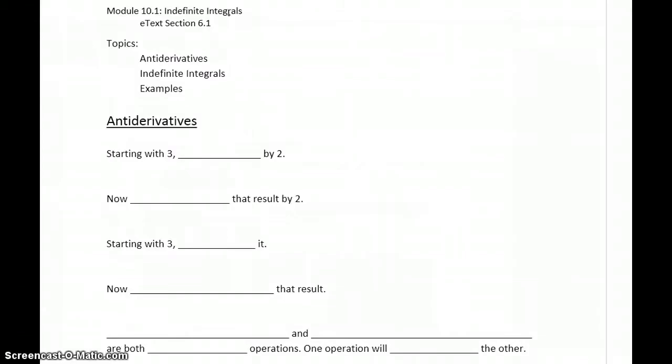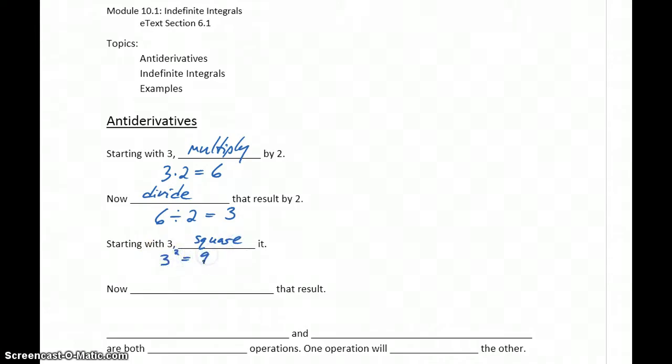We're going to start with the idea of taking 3 and then multiplying that by 2. So if we took 3 times 2, that would give us 6. Now we want to divide that result by 2. So if we took 6 divided by 2, that would get us back to 3, which is where we started off. So similarly, we could start with 3 and square it.